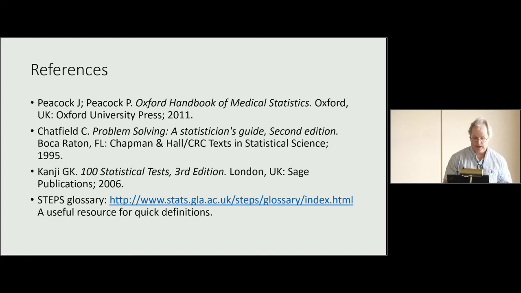This last one is actually a website. It's a useful resource for quick definitions, kind of what things mean. There's this one that was published in 1995, Problem Solving, a Statistician's Guide. This is actually a really nice book because it'll go into details about all the different sort of statistical tests, right? But they have a common theme.